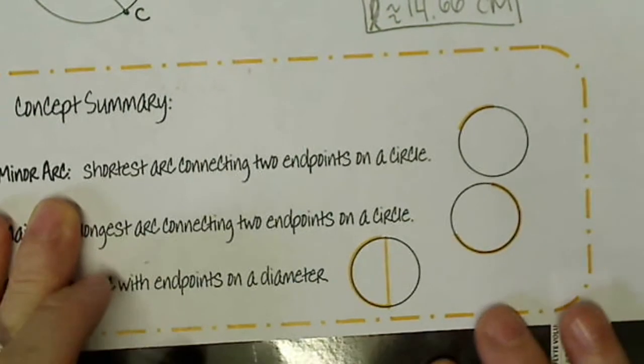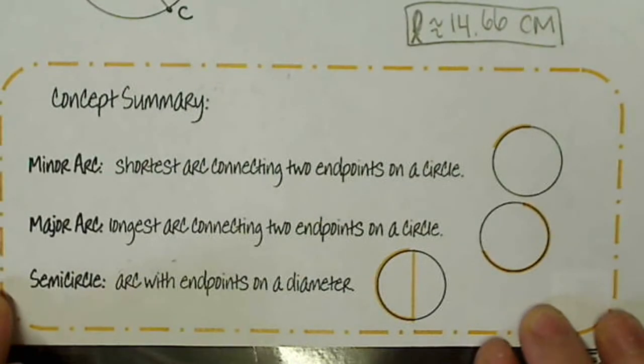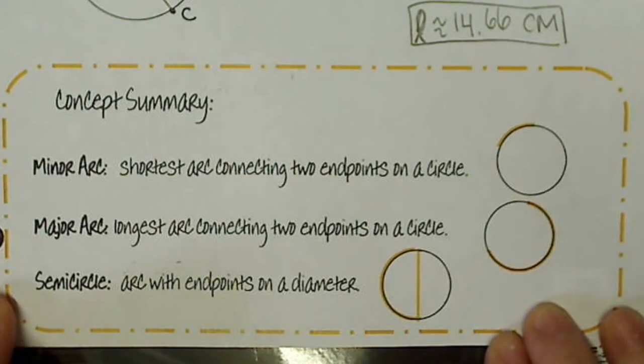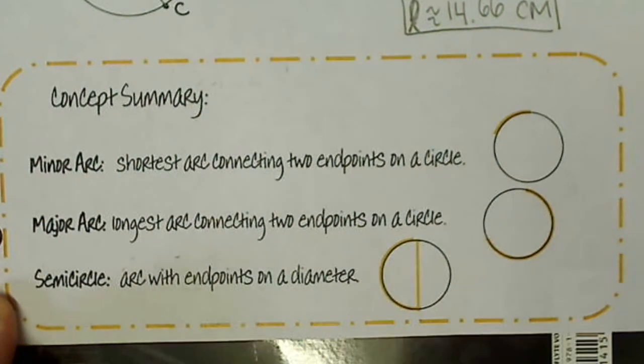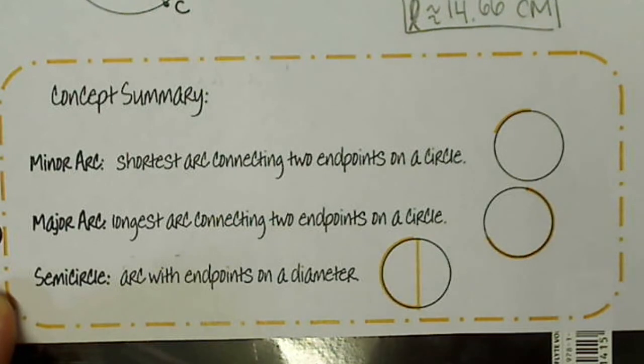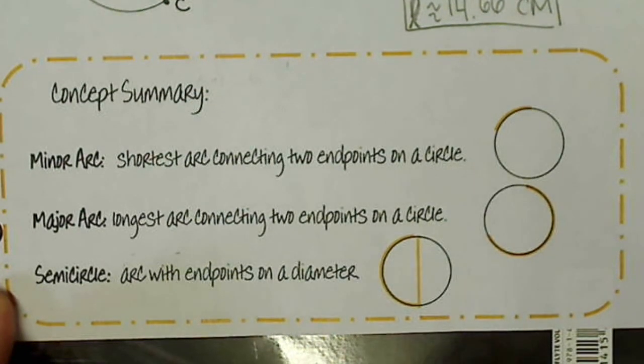Okay. At the bottom, here's our 3 keywords that we talked about this section. Minor arc, major arc, and semicircle. Make sure that those formulas, though, we talked about arc length, that you remember that.